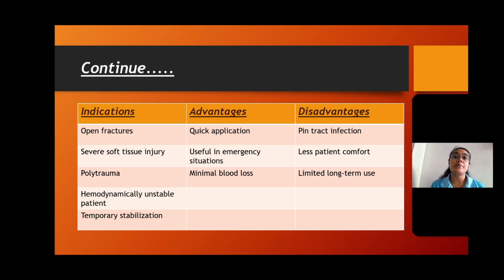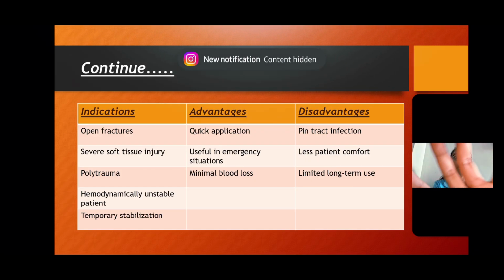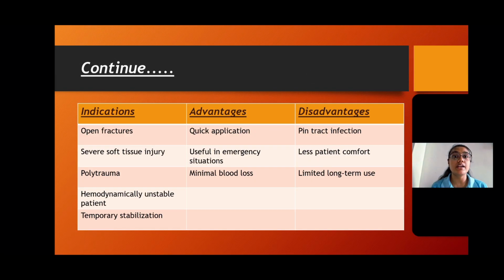Indications for this method are open fracture, severe soft tissue injury, polytrauma, hemodynamically unstable patient, and temporary stabilization. Advantages are quick application, usefulness in emergency situations, and minimal blood loss. Disadvantages: pin track infection is a very important disadvantage. Where the pin is inserted, there is a risk of infection, less patient comfort, and limited long-term use.